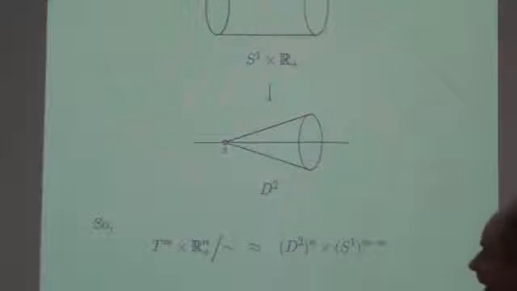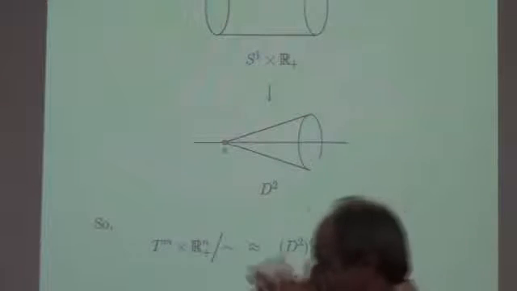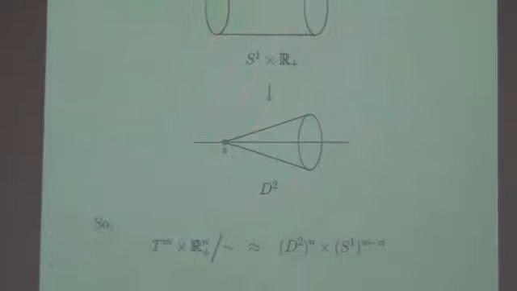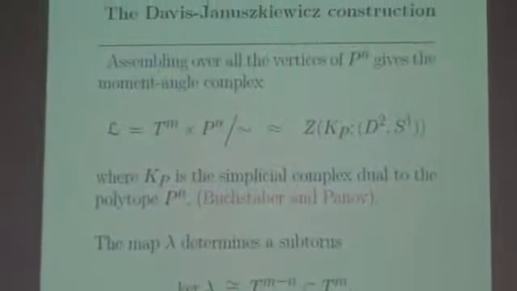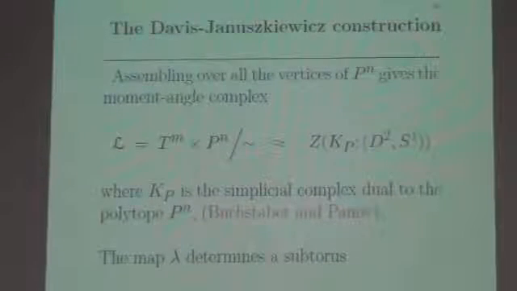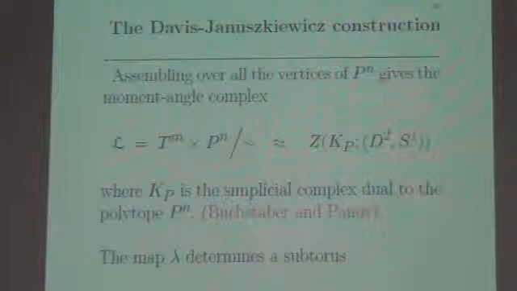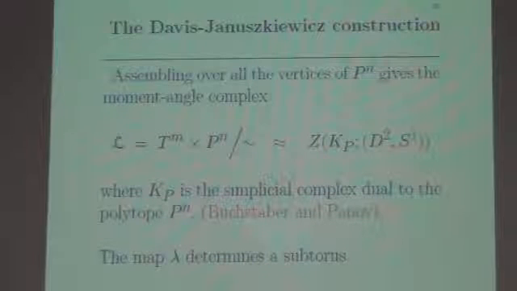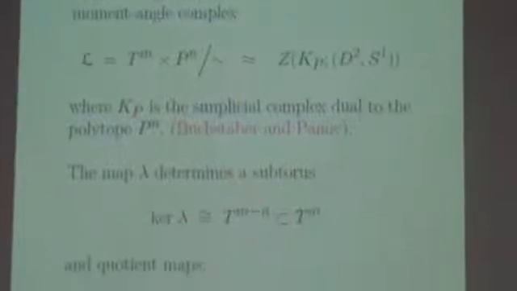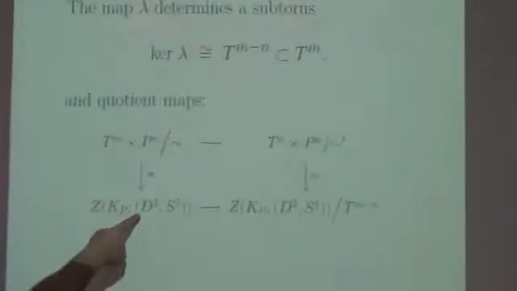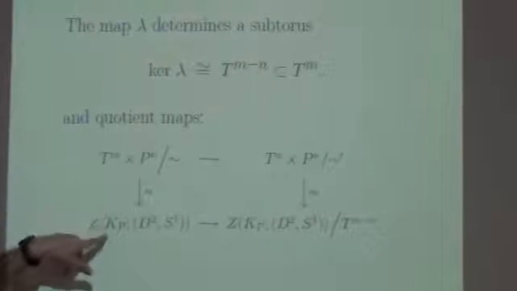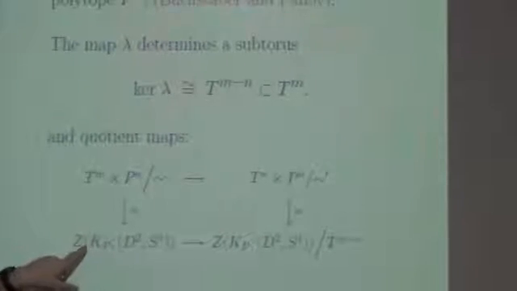Disks and circles. And now I assemble this big product. I assemble those together according to the vertices of the polytope, and that gives me a polyhedral product, right? That's how I make my polyhedral product. So, as I said here, the lambda determines a subtorus. So what I did just now, I showed you why this was this, right? That's this line here, that's the identification.